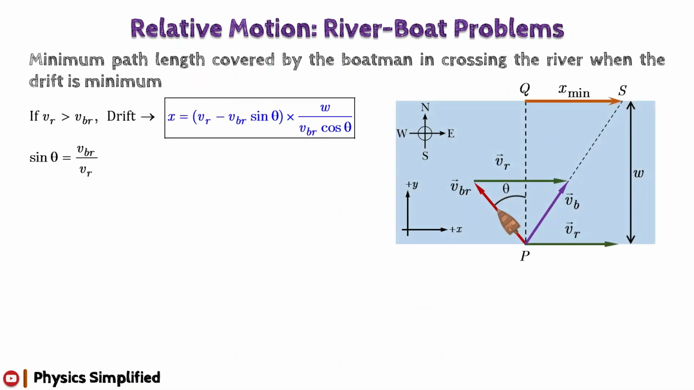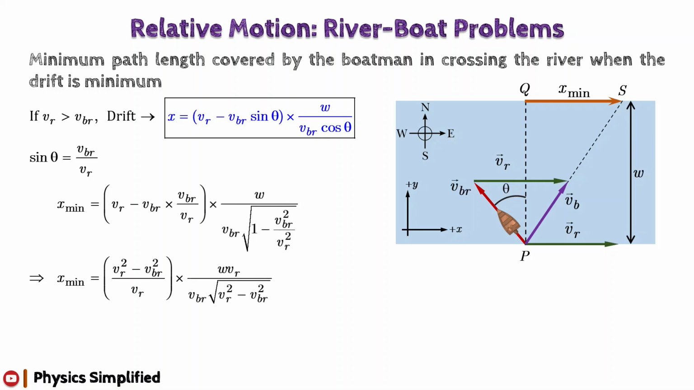Let us now calculate the minimum path length covered by the boatman under the condition of minimum drift while crossing the river. To do this, let us first calculate the magnitude of the minimum drift. If we substitute the value of sin theta in the expression of the drift, we will get the expression of the minimum drift of the boatman. So, substituting the value of sin theta and simplifying, we obtain x_min is equal to w times under square root (v_r squared minus v_br squared) whole divided by v_br.